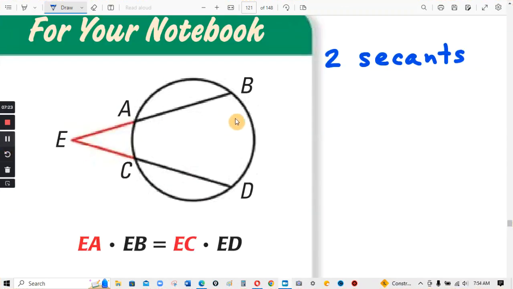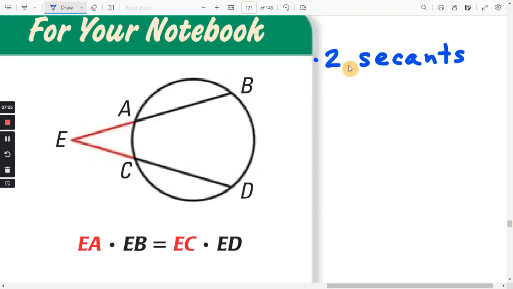All right, so this theorem is when you have two secants and they meet outside the circle. They each intersect the circle twice. That's why they're secants. We have EA times EB, that's this piece times the whole thing, and that equals EC times ED, this piece times the whole thing. So you multiply the external segment times the whole thing equals external segment times the whole thing.